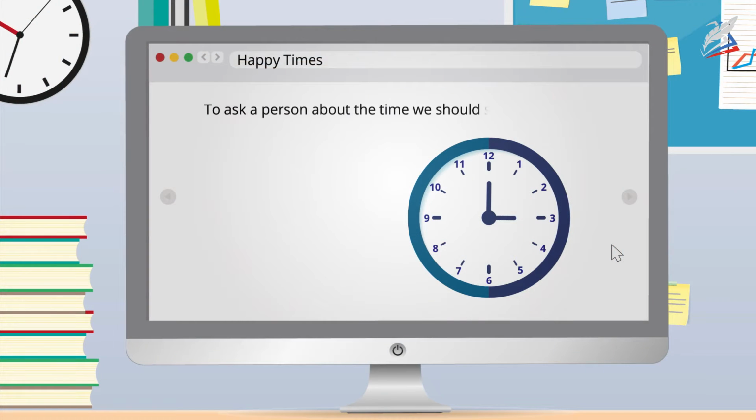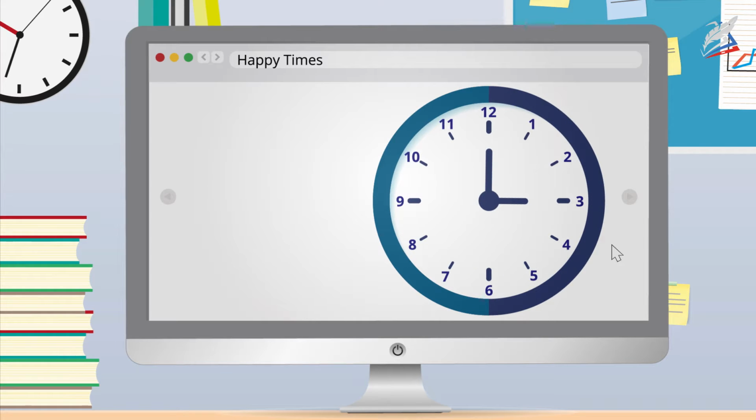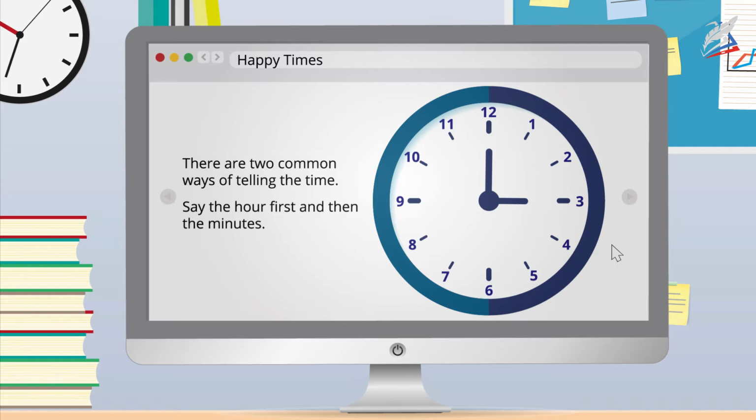To ask a person about the time, we should say either, "What time is it?" or "What's the time?" What if somebody asked us? Let's study the ways to answer. There are two common ways of telling the time. Say the hour first and then the minutes.